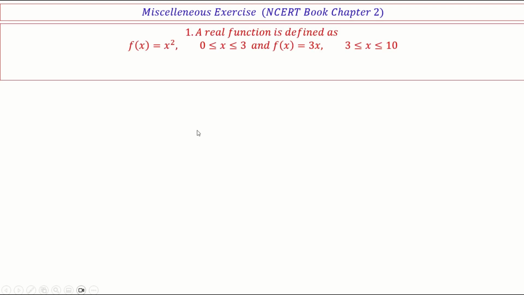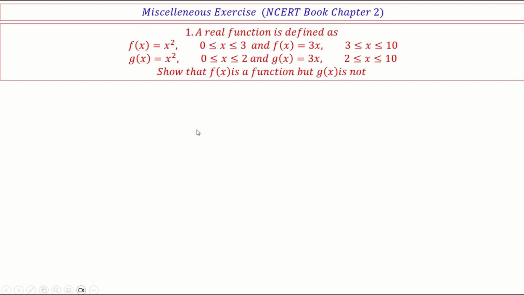Let's do the miscellaneous exercise from the NCERT book, chapter 2. A real function is defined as f of x equal to x square, where x is between 0 and 3 inclusive, and f of x equal to 3x, where x is between 3 and 10 inclusive. And g of x is also defined as x square, where x is between 0 and 2, and g of x is defined as 3x when x is between 2 and 10, all inclusive. Show that f of x is a function and g of x is not a function.